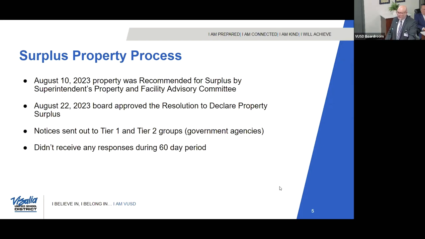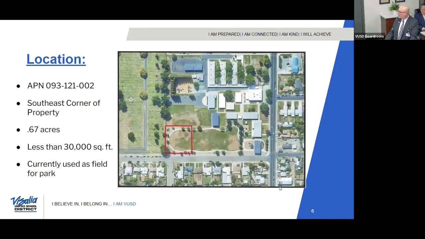We did the process taking it out to the groups, the government agencies. We didn't receive any responses from any agencies, and so we moved forward with the purchase process with them. As you can see, this is 0.67 acres up against the common wall with the Visalia Cemetery and at the very back of Neighborhood Park. You can see Houston Elementary to the top of the screen. It's less than 30,000 square feet, and it's currently used as part of the field.